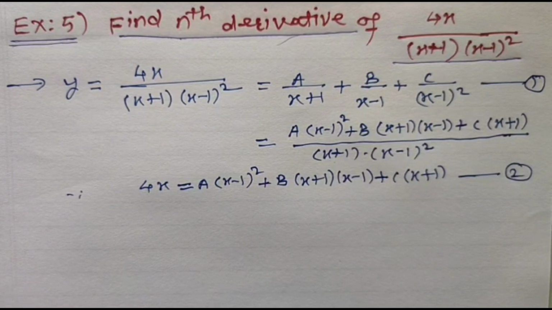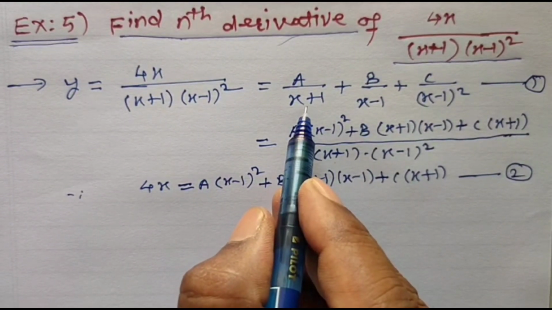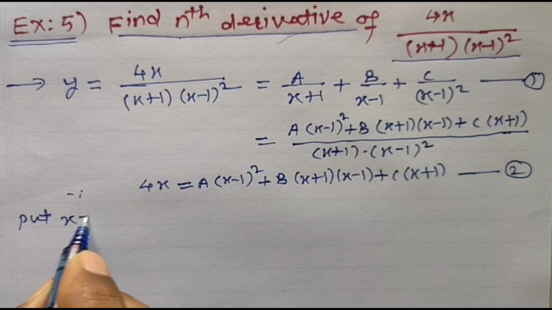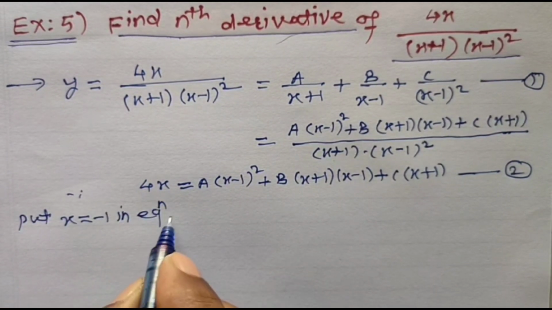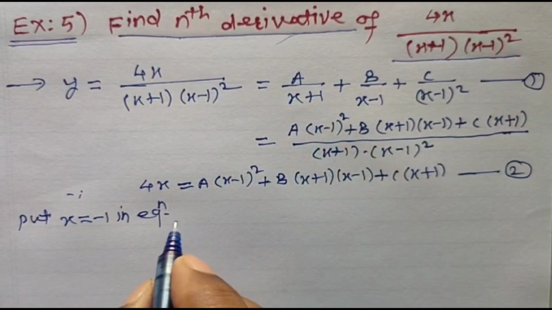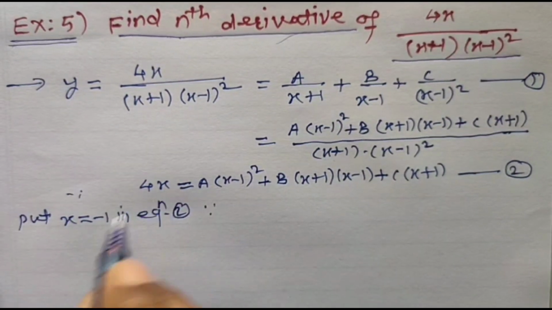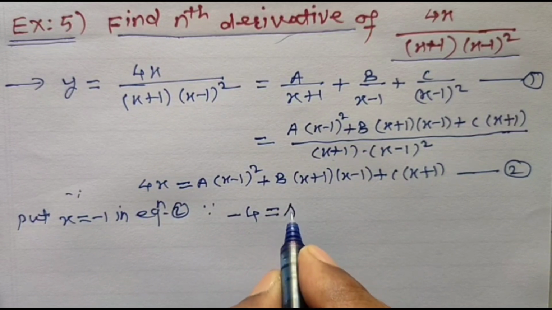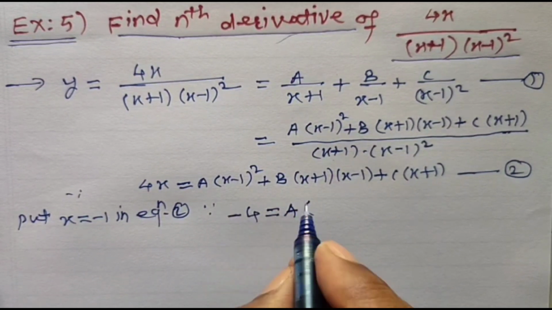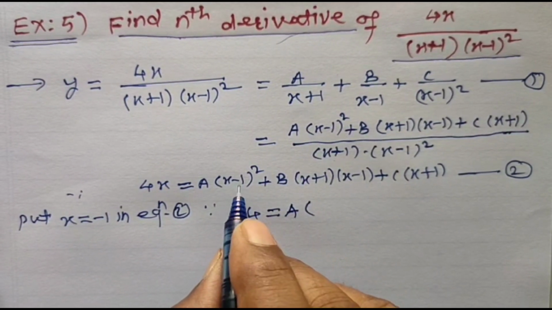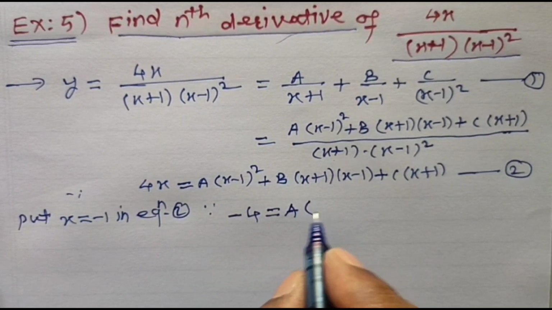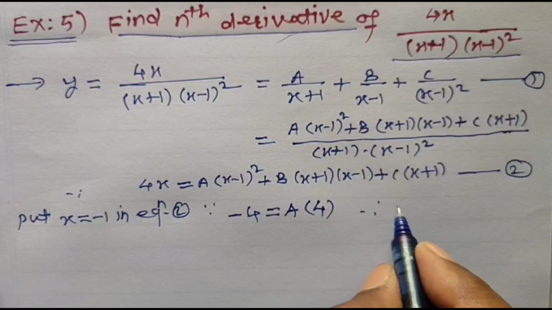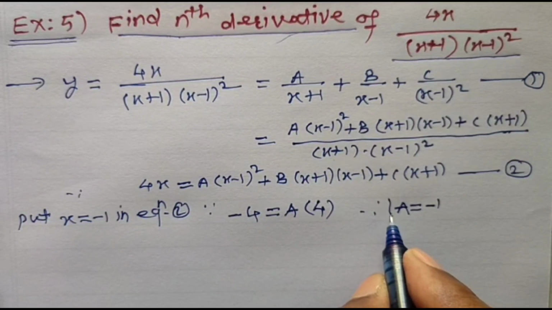In equation 2, if we substitute x is equal to minus 1, put x is equal to minus 1 in equation 2, that gives value of arbitrary constant a. Hence 4 into minus 1, that is minus 4, is equal to a into x we are replacing by minus 1, minus 1 minus 1, minus 2, its square, that is 4. Hence value of a is minus 1.